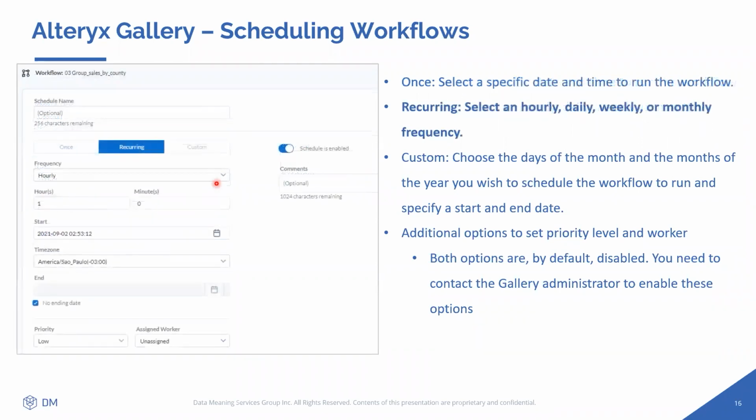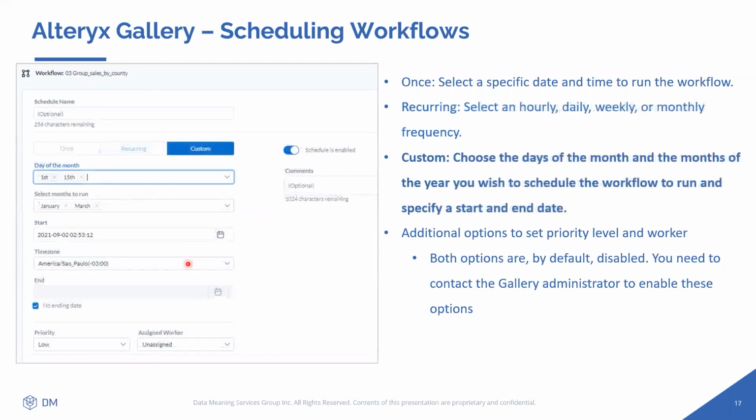You have the option to schedule a workflow on a recurring basis. So you have the frequency here, you have everything related to the frequency, when it starts, the time zone, and if you have any kind of ending date, you can include that here. And you can see it's very similar. We can customize our schedule as well. So as you can see here in one example, I'm running the first day, the month, the 15th day in January and March, and everything else is very similar to the other ones.